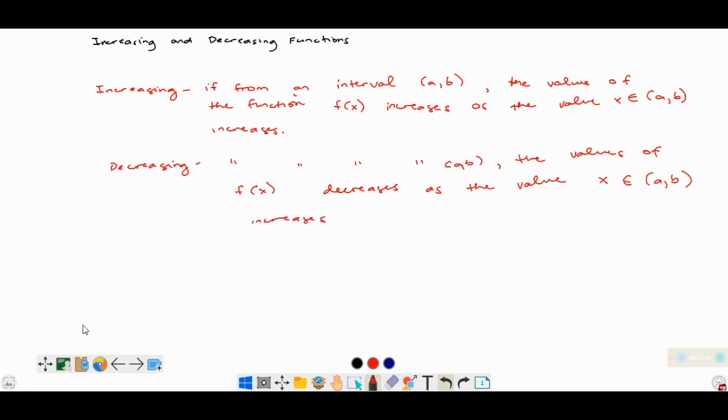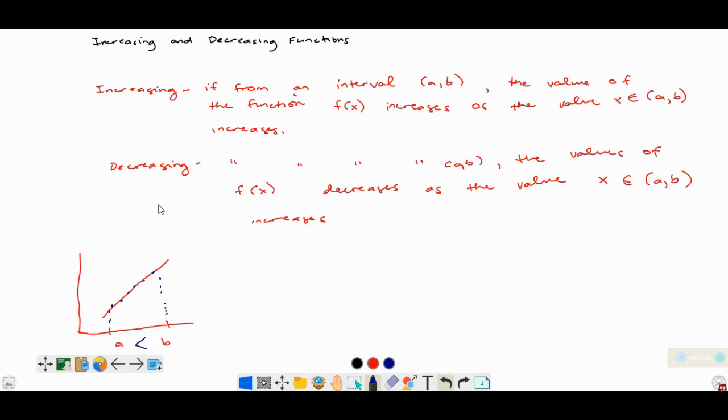So let's look at these examples. For example, you have there a line such as this one. So what do you observe about the behavior of the function from the interval AB? So for every value of x here in this interval AB, so given that A is less than B.